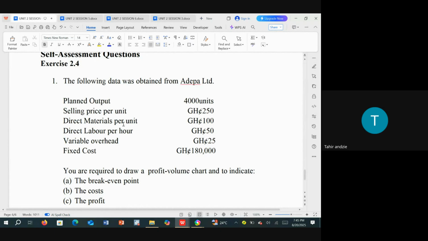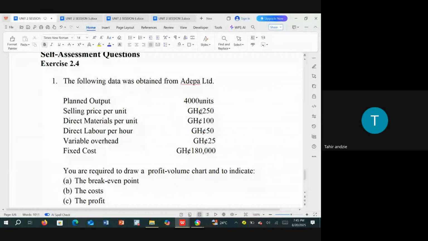cost is the direct cost, the variable cost. Not at all. So please apply the concept you have learned in cost and management accounting to some of these things. Okay? Because it's the same thing we are continuing. So variable cost is the direct material, direct labor, variable overheads. So that is 170 Ghana cedi. That's the variable cost per unit.